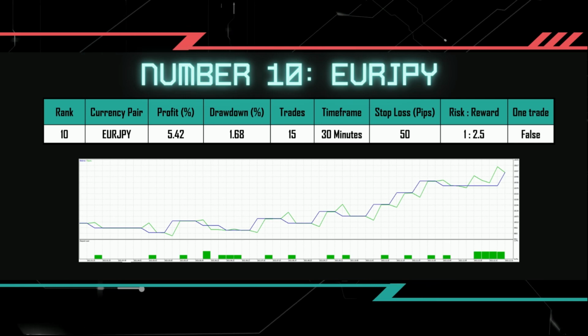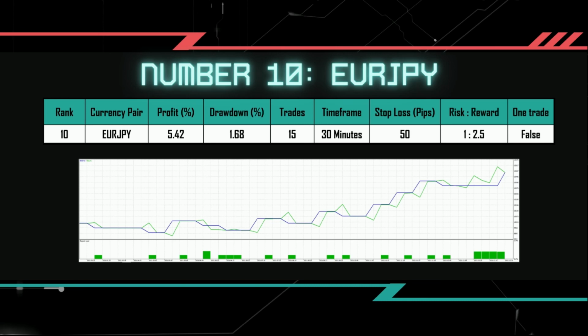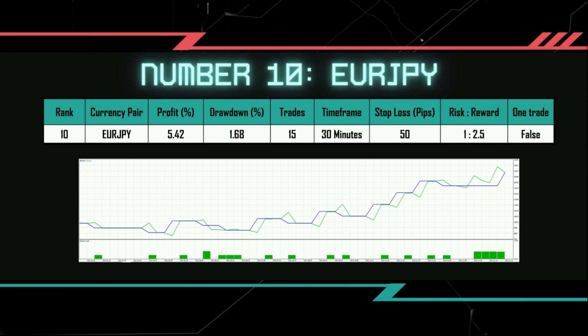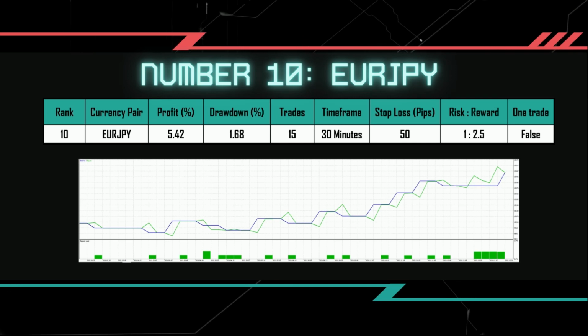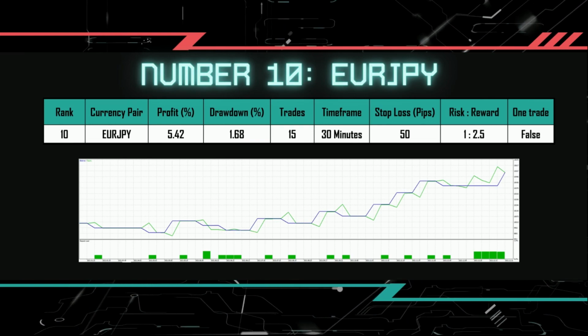In 2021, a total of 15 trades were executed. These signals were based on the optimal setting of 30 minutes time frame, with the stop loss level at 50 pips, and the risk to reward ratio set to 1:2.5. The profit may not be high, but based on the equity curve, it does have a consistent win rate.